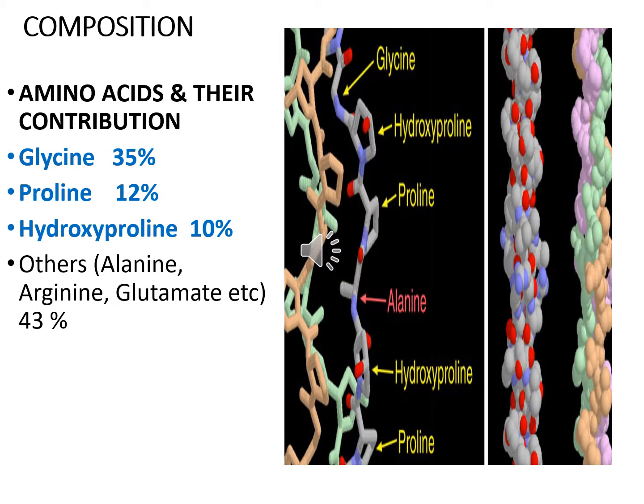The composition of the protein collagen includes amino acids, with different contributions by different amino acids. The major amino acid that plays a role is glycine. It is about 35%. Then you have proline 12% and hydroxyproline 10%. Other small amino acids include alanine, arginine, and glutamate. So the main component of the collagen fiber is glycine.